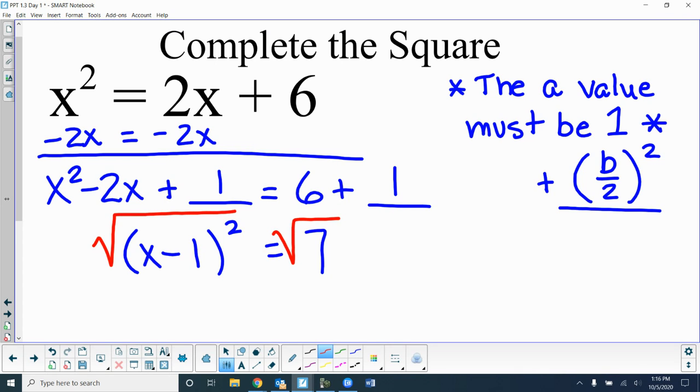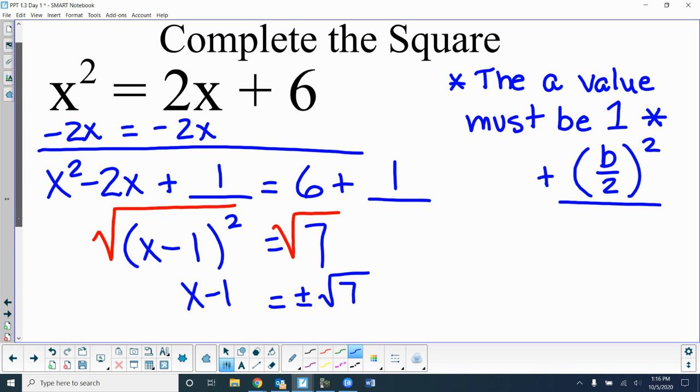Chris, what symbol do I got to remember? Very good, sir. All right, and remember the square root of something squared is what? Itself, so it's just x minus 1. And square root of 7, we can't reduce, we can't simplify, we can't do a factor tree or anything, so we just leave it.